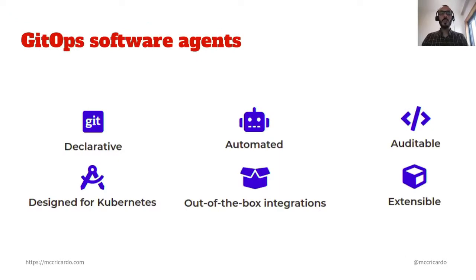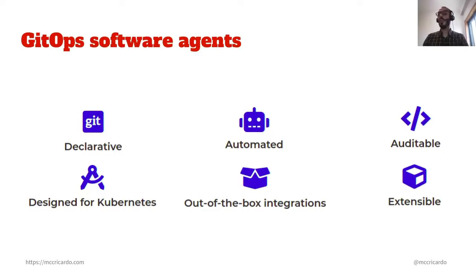So what are some of the characteristics that GitOps software agents need to have? They need to be declarative. They need to be, the way that we've described before, declarative instead of imperative. Because GitOps is using Git underneath, we're going to put those declarations in Git. Ideally, they should be automated, so we don't want to be applying changes manually. That's error prone and it's not scalable.